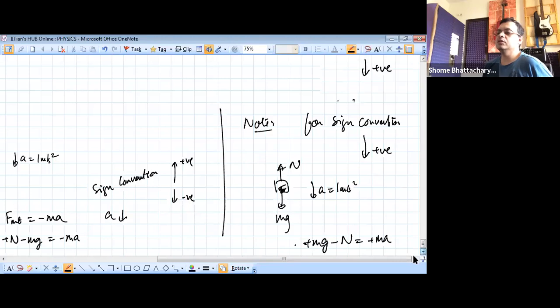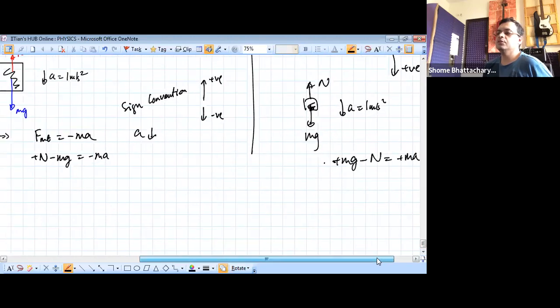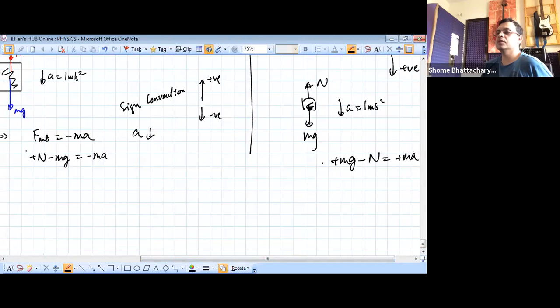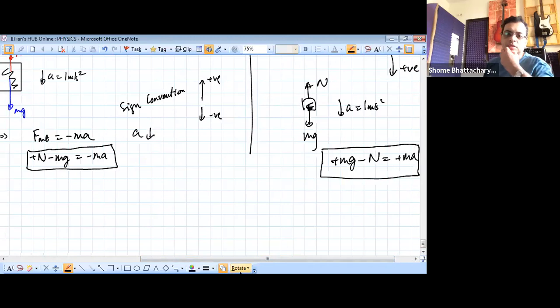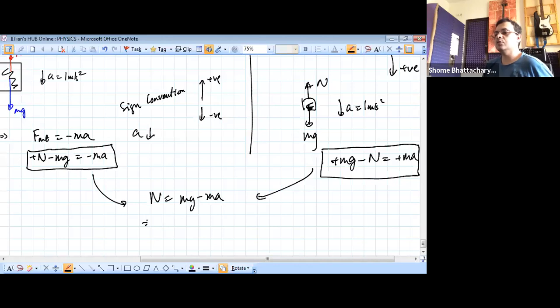But now you can see that there's no difference between the equation on the left and the equation on the right. This equation will give you the same value as this equation. It's just a matter of multiplying the whole equation with a minus sign because you are reversing the sign convention. So normal reaction, either way, whether you go with this or this, will become mg minus ma. And here, because a is not 2 anymore, a is 1, it will become 50 minus 5, so the normal reaction will become 45 newtons.